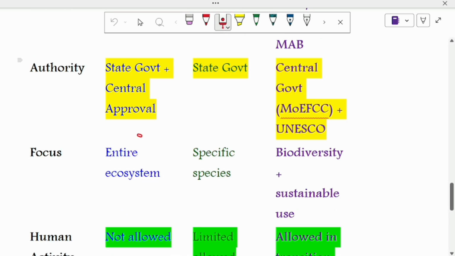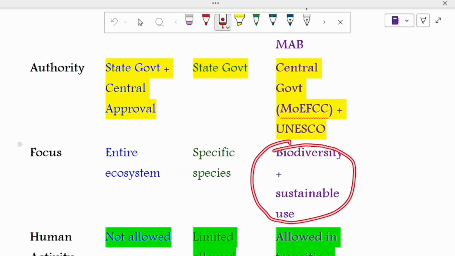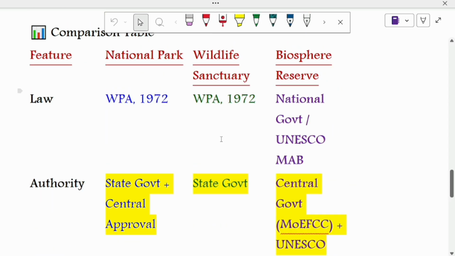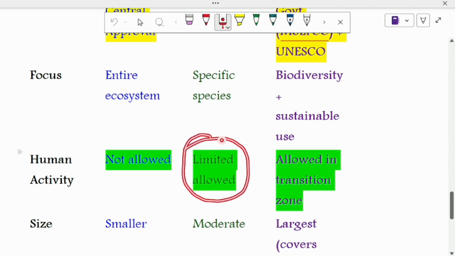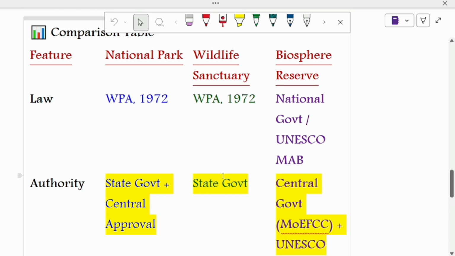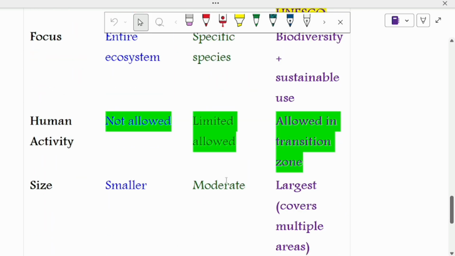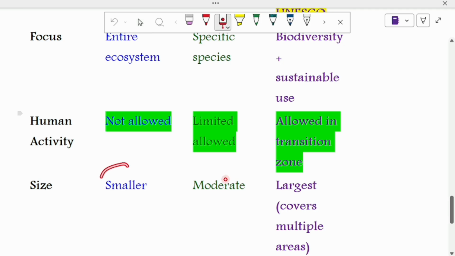Focus area: entire ecosystems, specific species, biodiversity and sustainable development. Human activity: completely prohibited in the national park, limited in the wildlife sanctuary, and allowed in the transition zone of the biosphere reserve. The size of the national park is smaller, the sanctuary is moderate, and the biosphere reserve is large, covering multiple areas.